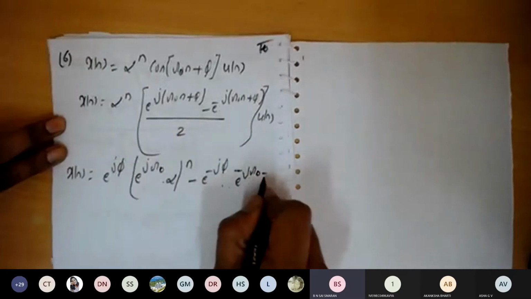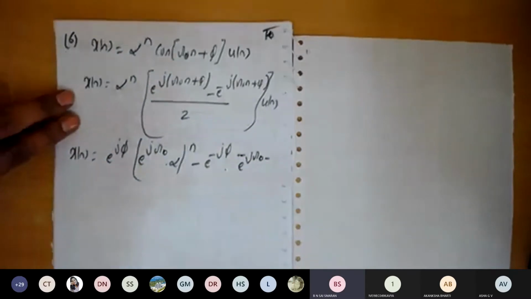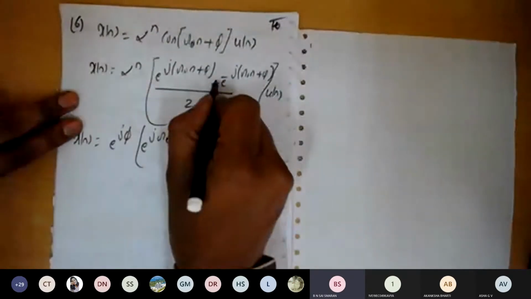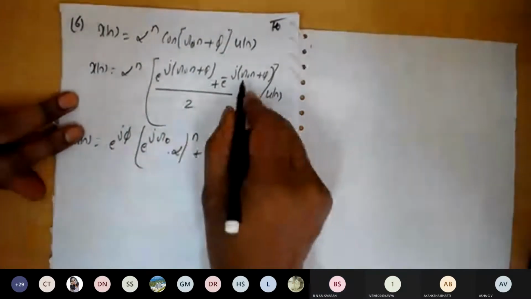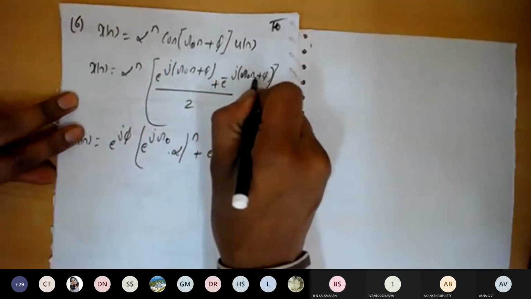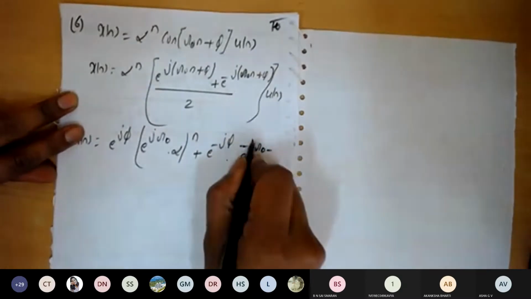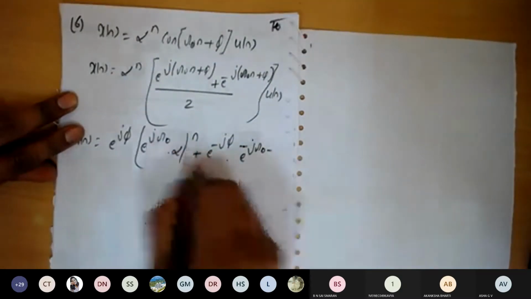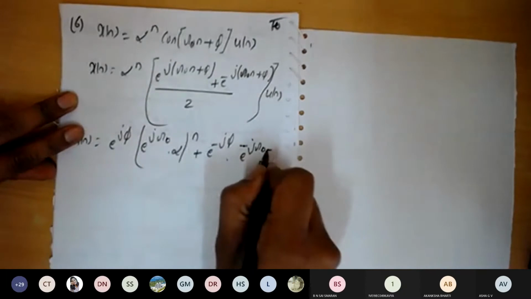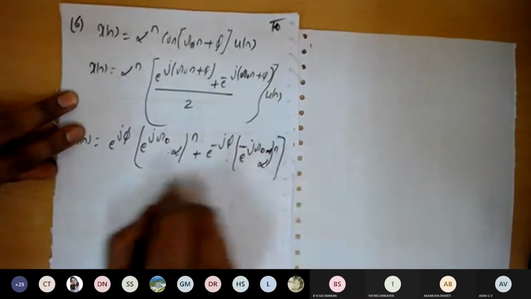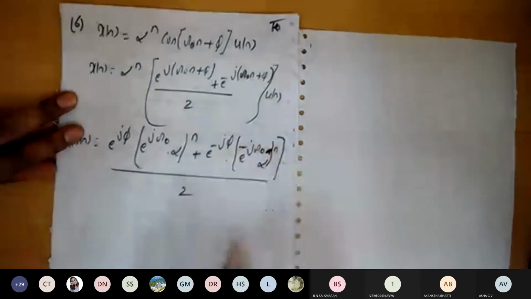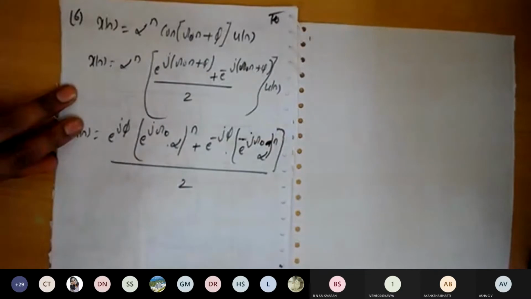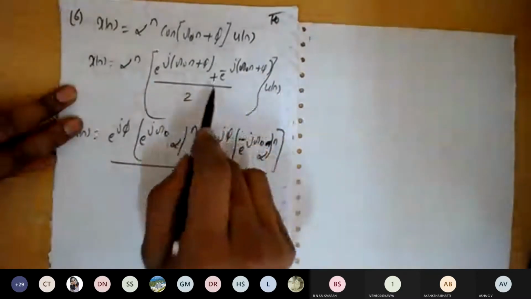Cos theta is e to the power of j theta plus e to the power of minus j theta. Yes, it is plus, not minus. Okay, so e to the power of j omega naught n plus phi is there, and e to the power of minus j omega naught into alpha. The whole to the power of n we will take here, alpha to the power of 1 into whole to the power of n. This thing is divided by 2. So this is plus. Make the correction. Very good.